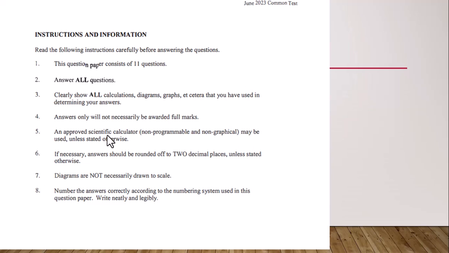An approved scientific calculator, non-programmable, non-graphical, may be used unless stated otherwise. If necessary, answers should be rounded off to 2 decimal places unless stated otherwise. Diagrams are not necessarily drawn to scale. Number the answers correctly according to the numbering system used in this question paper.